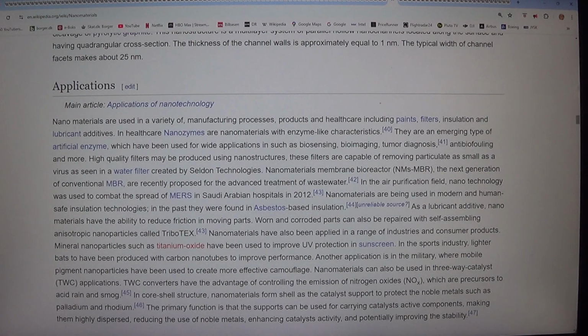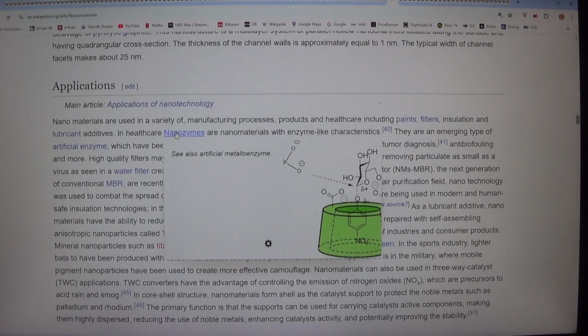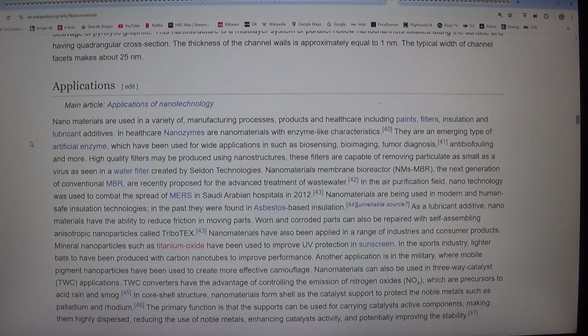Applications. Main article: Applications of nanotechnology. Nanomaterials are used in a variety of manufacturing processes, products and healthcare including paints, filters, insulation and lubricant additives. In healthcare, nanozymes are nanomaterials with enzyme-like characteristics. They are an emerging type of artificial enzyme, which have been used for wide applications such as biosensing, bioimaging, tumor diagnosis, antibiofouling and more.